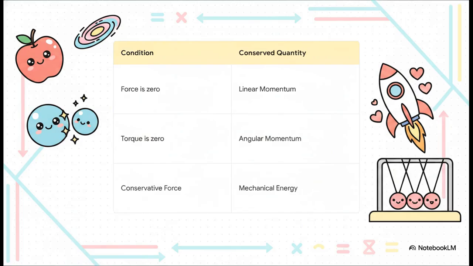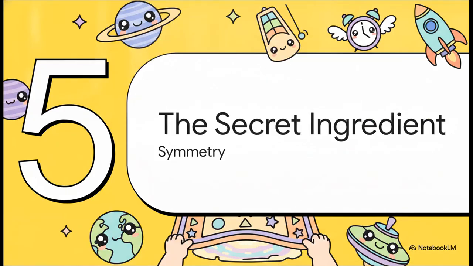So let's take a breath and summarize these 3 superpowers we've just decoded. First, if total force is 0, linear momentum is conserved. Second, if total torque is 0, angular momentum is conserved. And third, if forces are conservative, total mechanical energy is conserved. It's basically a trio of unbreakable rules that governs everything from an apple falling from a tree to entire galaxies colliding.